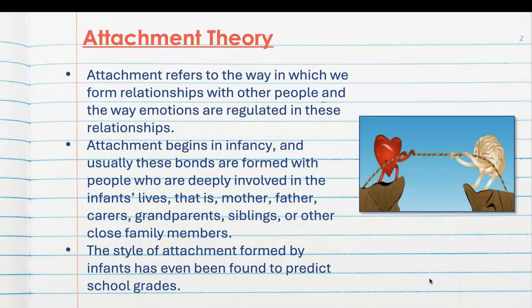So first of all, what is attachment? Attachment refers to the emotional bonds we form with others and how emotions are managed within these relationships. These bonds begin in infancy, usually with the people most involved in the child's care, such as parents, carers, grandparents, or siblings. Research even shows that an infant's attachment style can predict later outcomes, including school achievement.